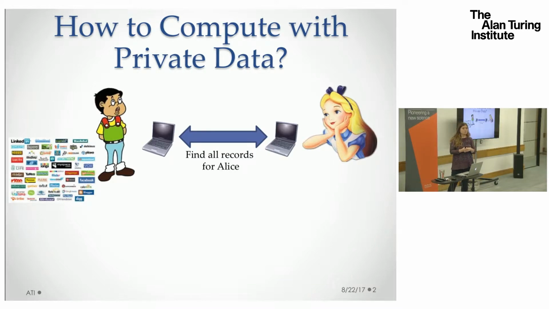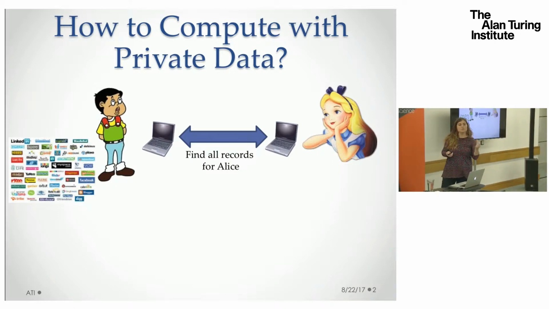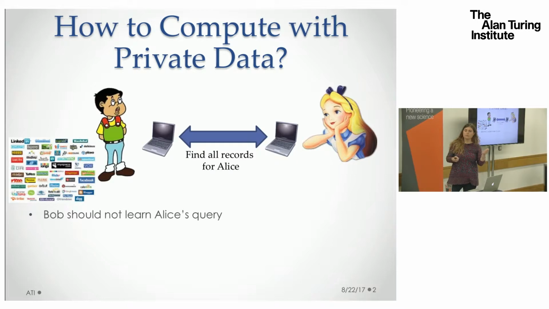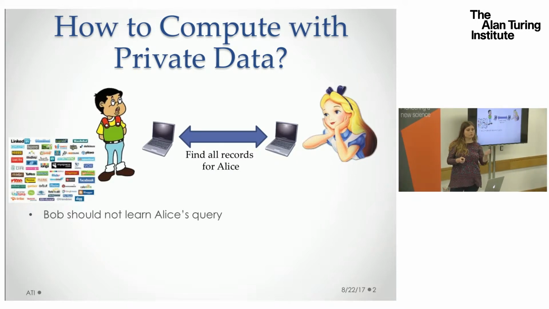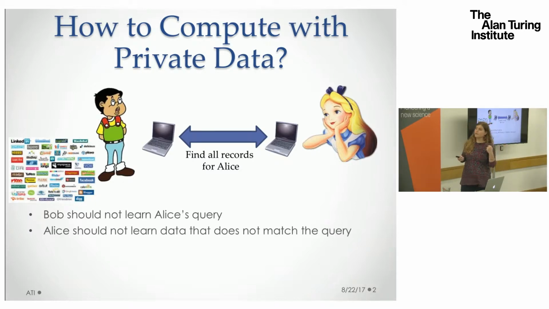So we would want to enable these two parties to achieve this functionality. And then on top of this, we would like to have some security guarantees for the data and the queries involved in this protocol. More specifically, we would like to hide Alice's query from Bob. So this would be private information for Alice. And then on the other hand, we would like to preserve the privacy of Bob's database for anything that's not relevant to Alice's query. So we would like to keep the database that doesn't match the query private and not reveal it to Alice.